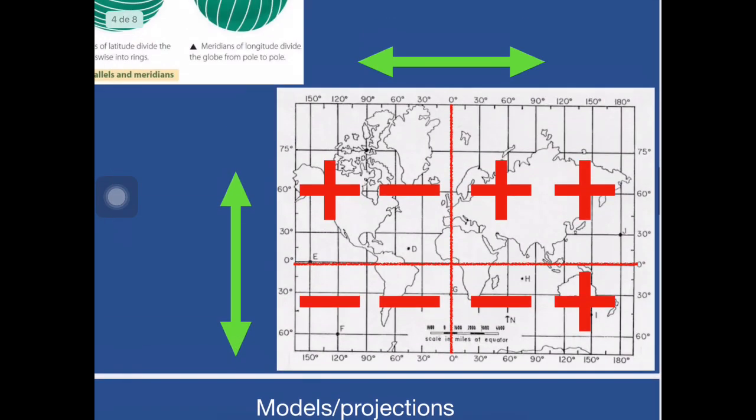Next topic. So that was our first topic, right? 5 elements of geography. The second topic is models or projections, or them both in the same topic.